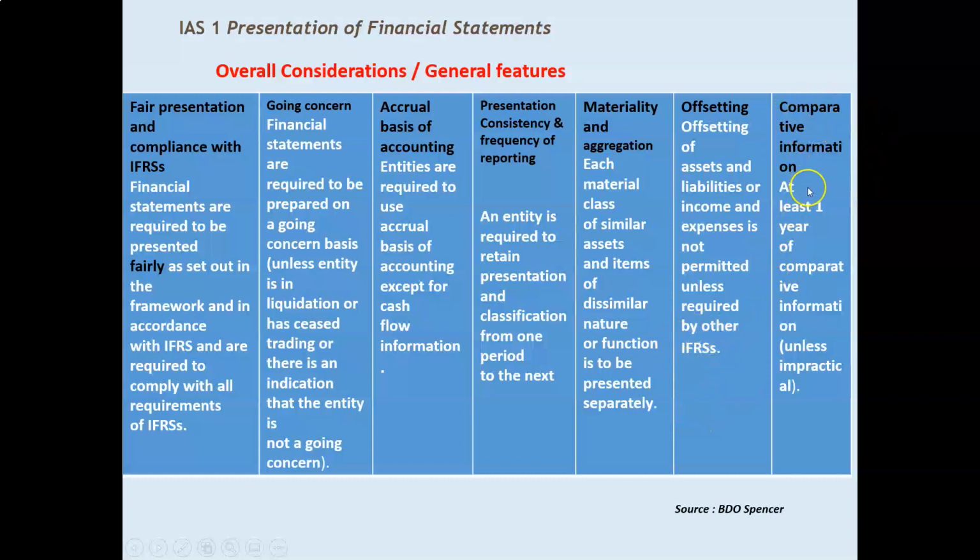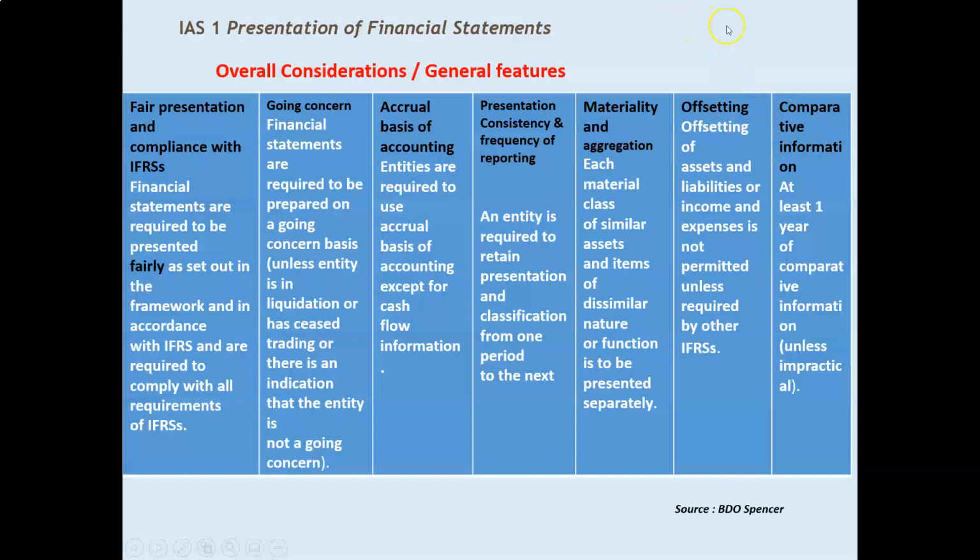The last general feature is comparative information. You have to learn that if I tell you that comparative figures are not required, then and only then are you allowed to ignore the requirement to give comparative figures. But in IAS 1, it is a requirement that financial statements must always have comparative figures.